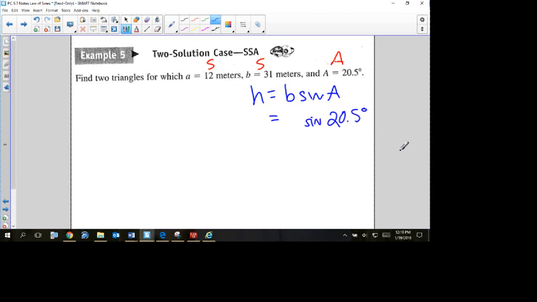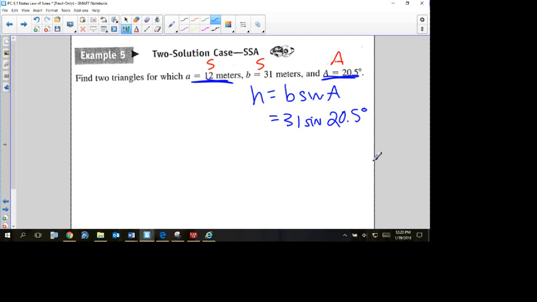But this might not be called B. B would be the side that's not opposite the angle given. B would be that other side, so 31. I'm doing that without a picture. It's not always called B. I'm reiterating that because that's what people didn't understand last year.